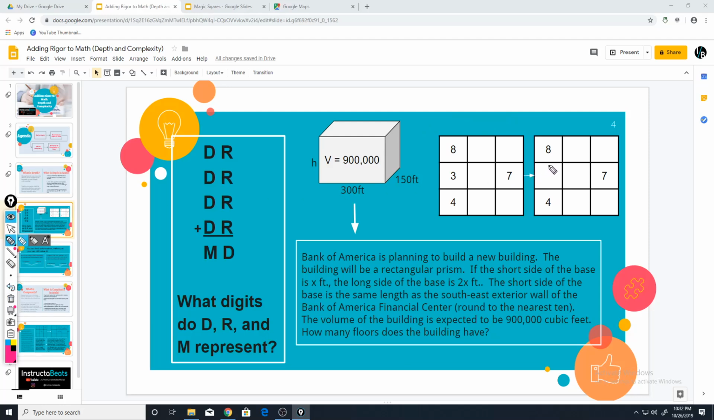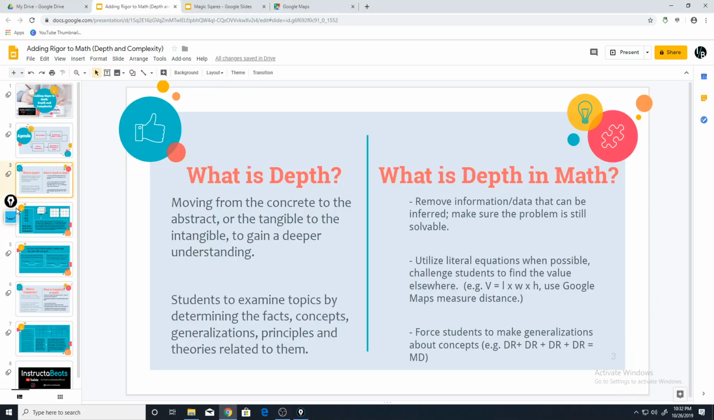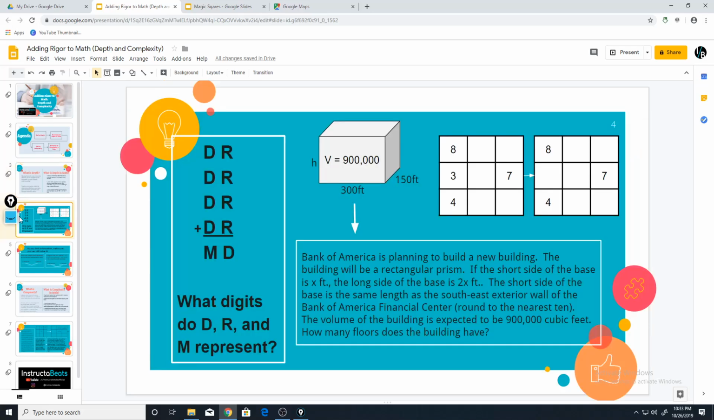With a magic square, you don't have to limit possibilities. For instance, in this magic square, I might say you're limited to digits 1 through 9. You don't have to do that. And this magic square is still solvable with just 3 points of data by eliminating a number. So I'm using that first suggestion from our slides. What is depth? Remove information or data that can be inferred. And in this case, that's exactly what I'm doing. I'm eliminating this 3.